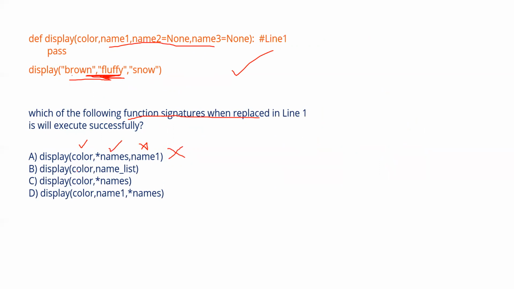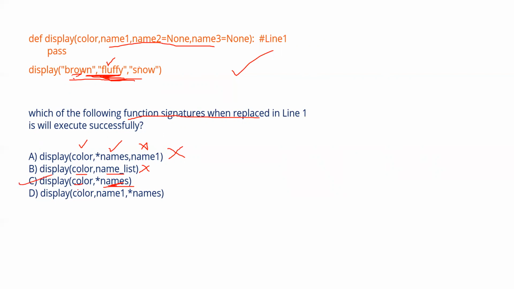Now color brown will be stored here. Inside this variable Fluffy will be stored. There is no variable to store Snow. So this is also a wrong option. See, color comma star names. Brown will be stored into this variable. Fluffy and Snow will be stored into this variable because it is a variable length argument. So it is a correct option.